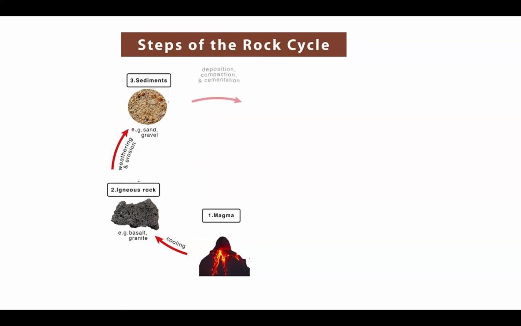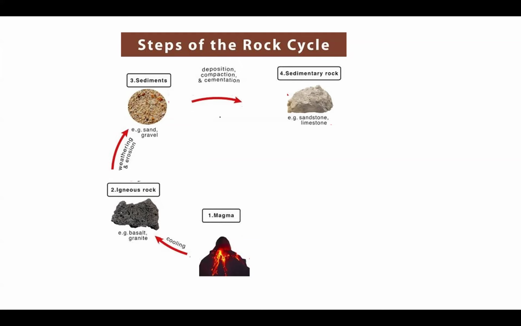These sediments undergo deposition, compaction, and cementation. Due to these three processes, sedimentary rock is formed. When the igneous rocks are formed from the cooled magma, they go through erosion and everything, and we can see some sedimentation. Again, these sediments, sand and gravel, go through deposition and compaction, and sedimentary rocks form. Sedimentation means settling down.